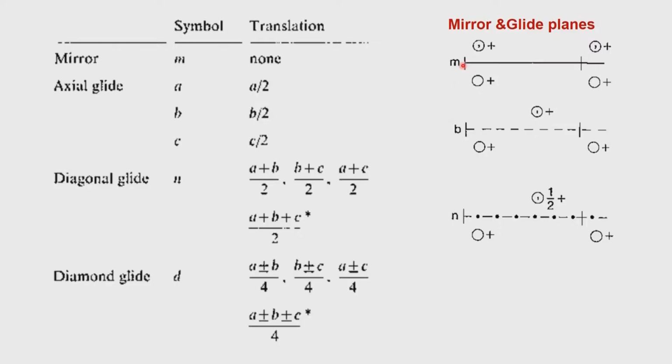We can also have the operation because we now refer to a plane, and the axis is now perpendicular to a plane. Like in this particular case, the axis is coming towards you and the mirror operation is perpendicular to that. So, when we take such a situation, then the possibility is that it can also go along the diagonal direction. So, there are three types of diagonal glides that are possible: A plus B by 2, B plus C by 2, A plus C by 2.